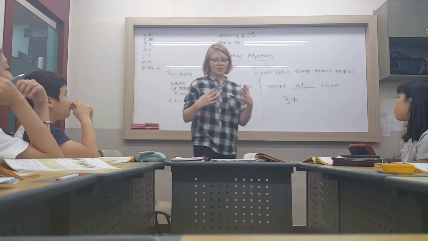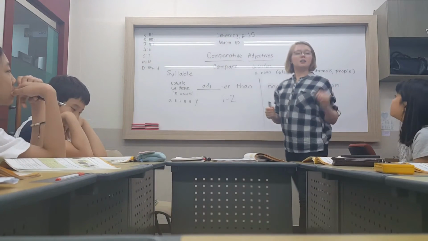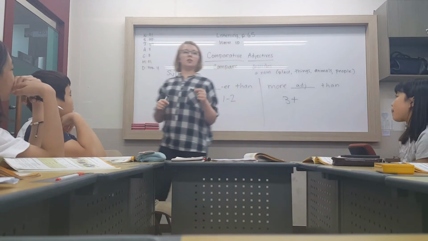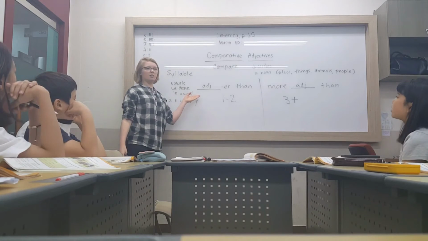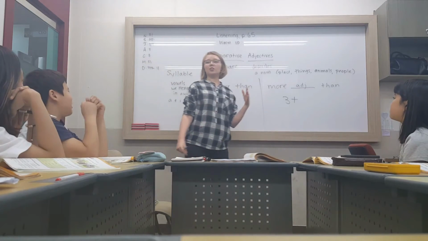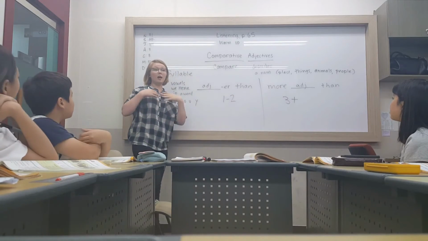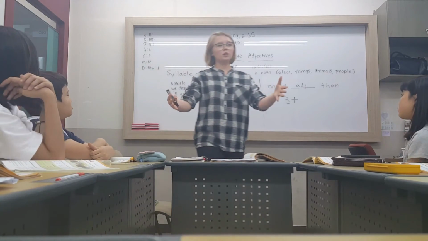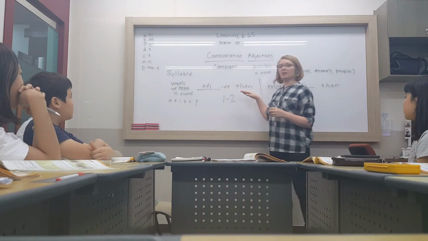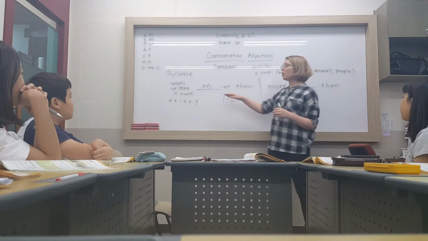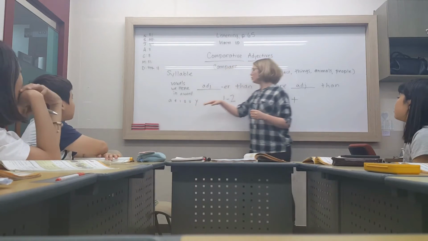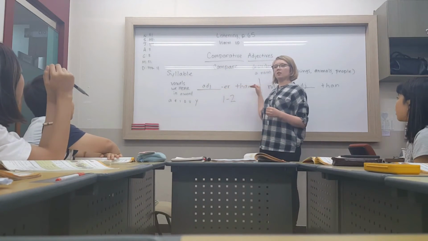Okay, so let's do some of these together. Tall. If I say "tall," how many? One. Very good. So what would I say? Taller. Yes, "taller than." I'm going to ask you some words and tell me how many syllables, and then we'll say it together. So let's try again. How many does "tall" have? One. We just hear "tall." So we would say "taller than."